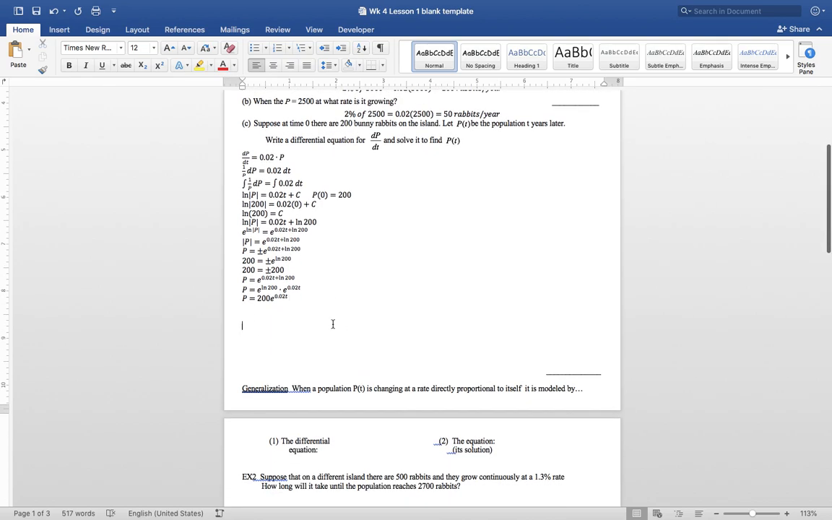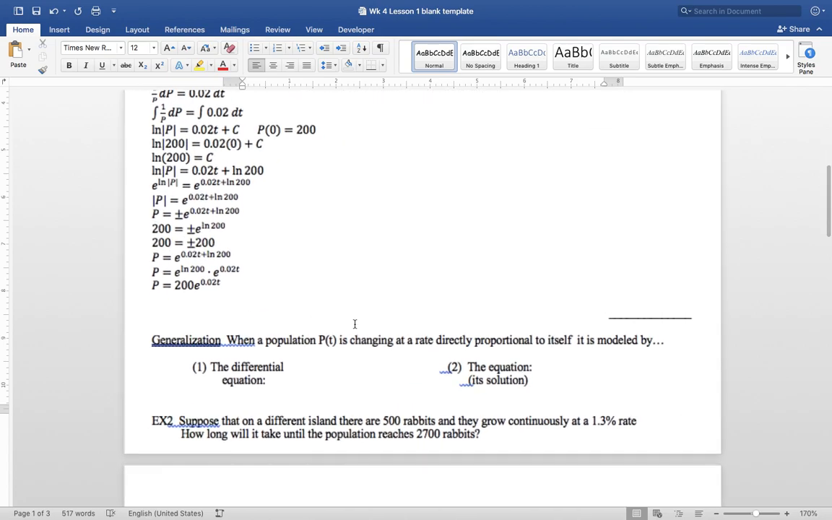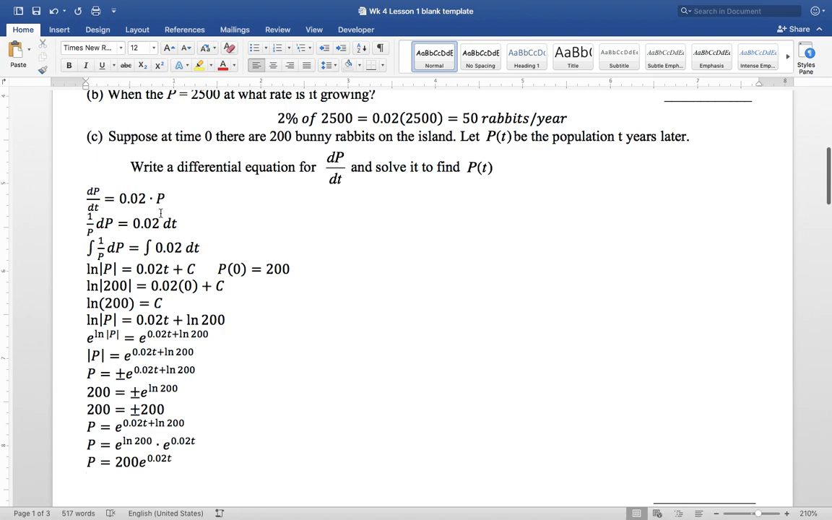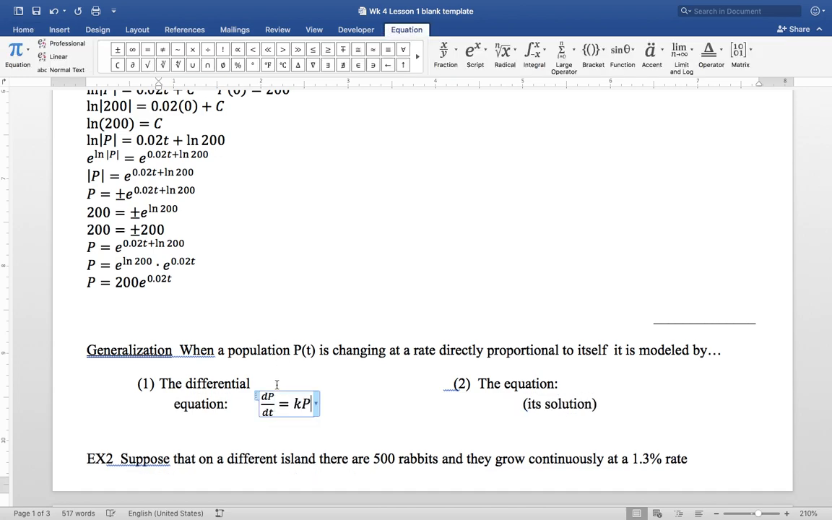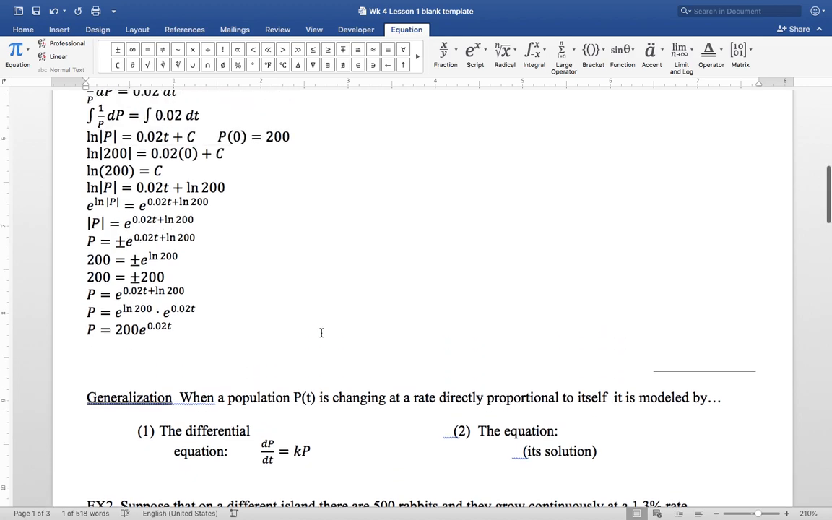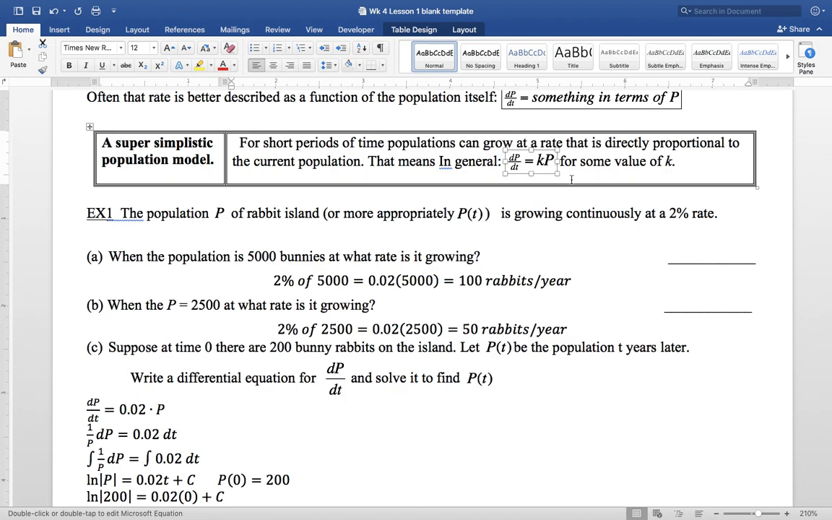Now, what I want to do is have a look at this generalization here. What we just did was we solved this differential equation and we got this solution. Now, we can generalize that quite a lot. Suppose we have in general the differential equation dp dt equals kp. Certainly this differential equation was in that form where k is equal to 0.02, and that's the kind of differential equation that we were talking about at the beginning of this lesson, right? It's the differential equation which says that the rate of growth is proportional to the current population p.